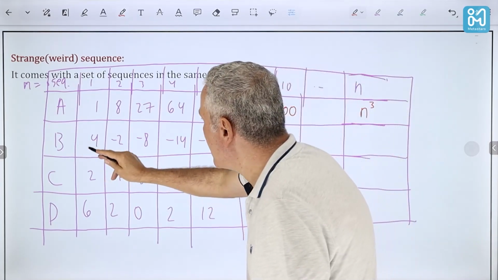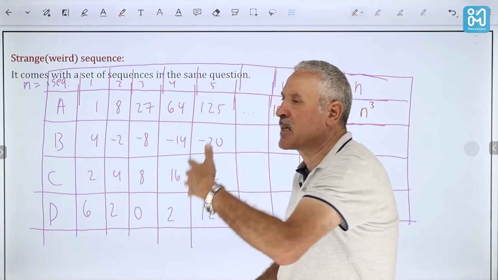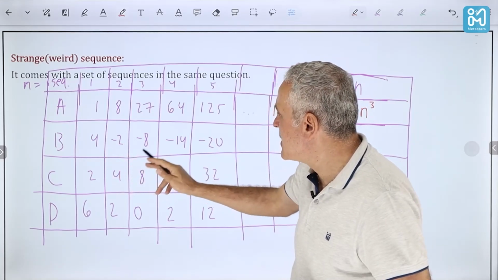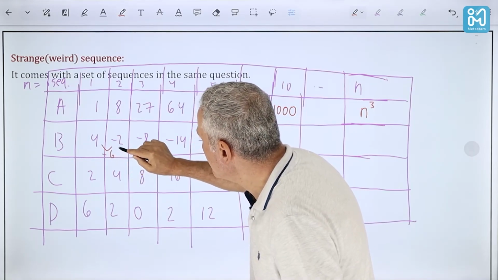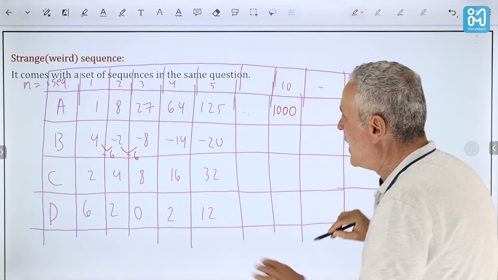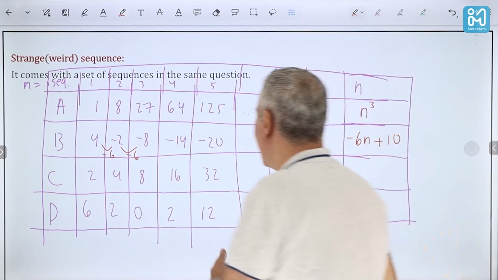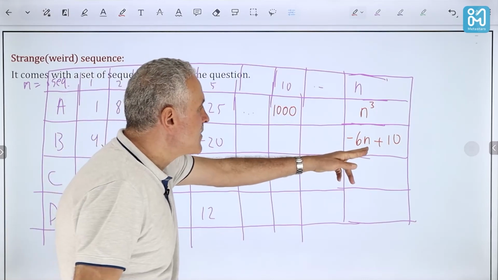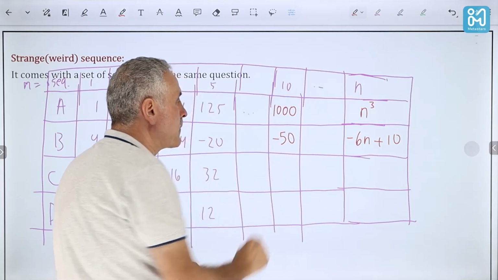Now for sequence B, why didn't I check first whether it is arithmetic then geometric? Because it is cubic, you could just see it. Here, differences, minus 6, minus 6, minus 6, minus 6. So we have arithmetic with difference of negative 6. So this is negative 6n. And then you go back, you add 6 to this here, you get 10. So this is negative 6n plus 10. We've learned how to do it. For the 10th term, negative 6 times 10 is negative 60 plus 10, that's negative 50.